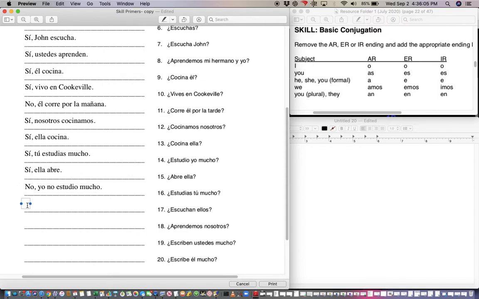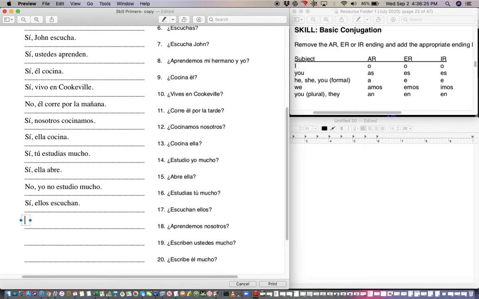Number 17. Do they listen? ¿Escuchan ellos? Yes, they listen. See? They. Escuchar. Take off the AR. An AR verb for they. We put an N. So see, ellos escuchan.